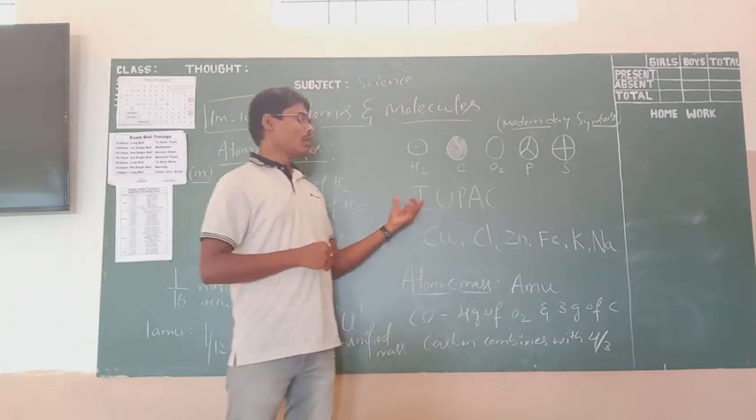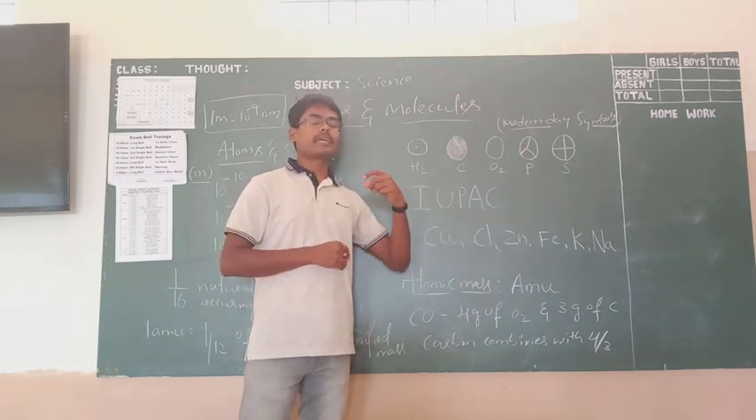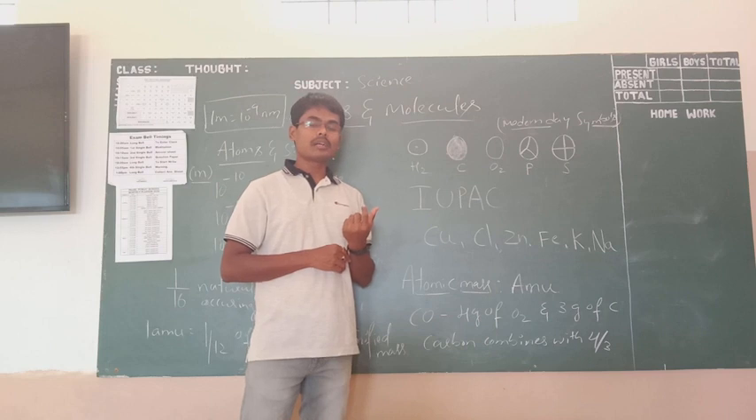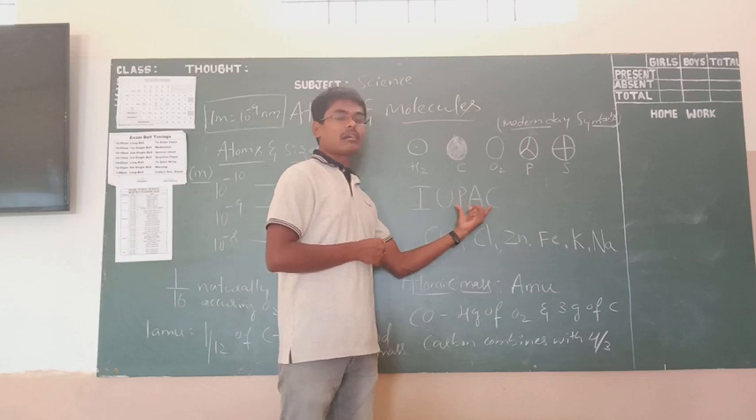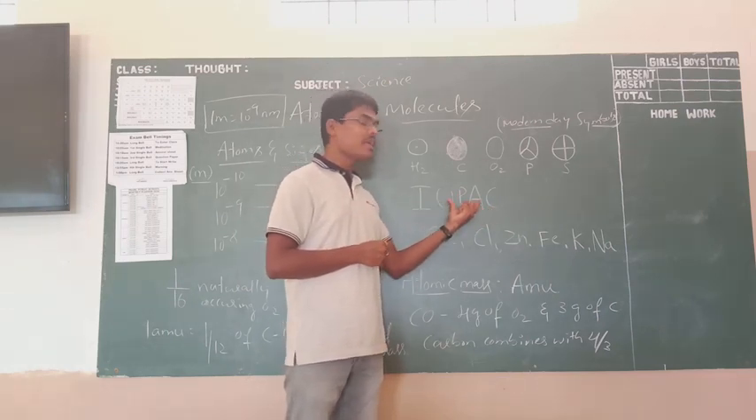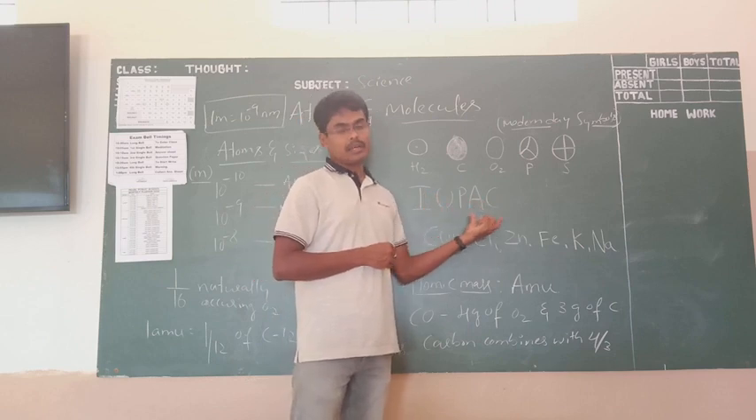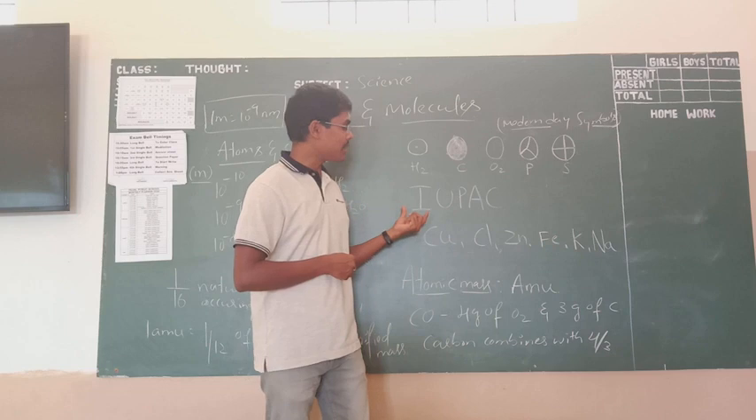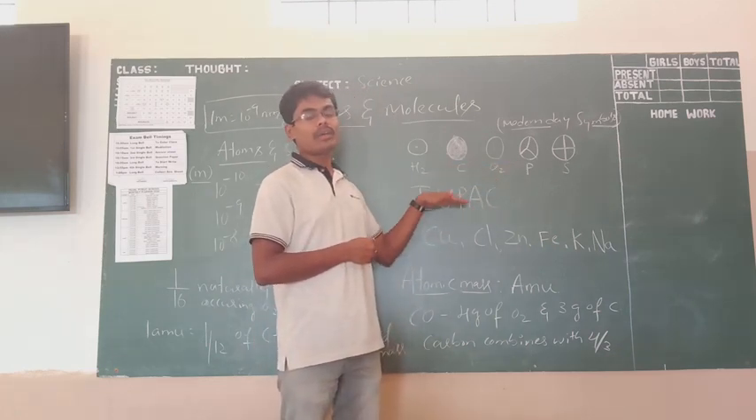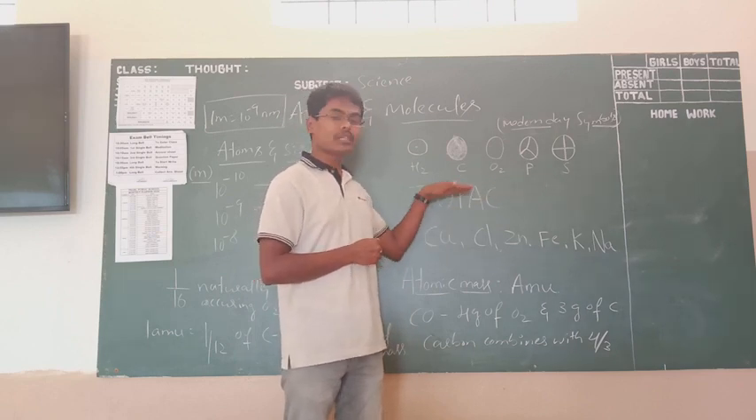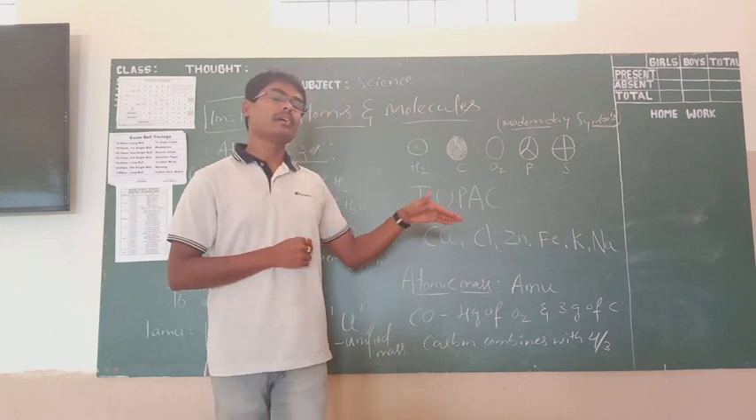Now one more thing. Right now we are practicing the chemical names, chemical symbols or chemical formulas according to an organization. Look here, IUPAC. This is the International Union of Pure and Applied Chemistry. According to the IUPAC suggestions, we follow the symbols, the chemical names, and so on.